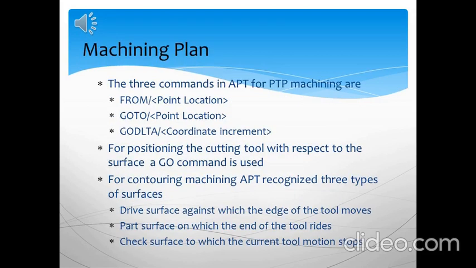Machining plan. The three commands in APT for point-to-point machining are given here. For positioning the cutting tool with respect to the surface, a go command is used. For contouring machining, APT recognizes three types of surfaces: the drive surface against which the edge of the tool moves, the part surface on which the end of the tool rides, and the check surface at which the current tool motion stops.